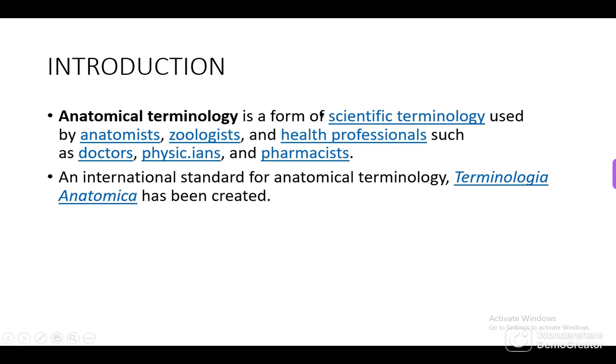Anatomical terminology is a form of scientific terminology used by anatomists, zoologists, and health professionals such as doctors, clinicians, and pharmacists. An international standard for anatomical terminology, called the Terminologia Anatomica, has been created and is on the website also. It should be followed by all of us because a standardized form of definition has been given.